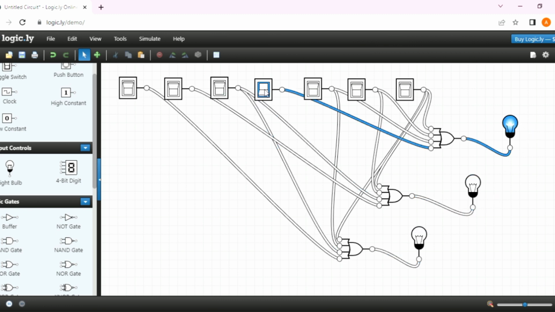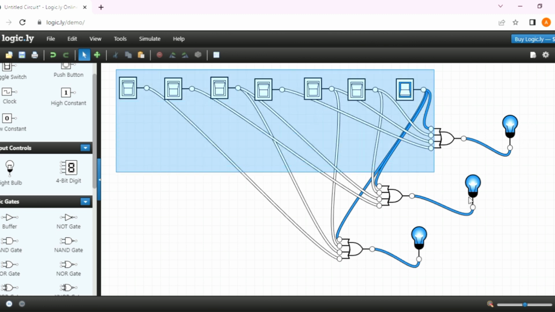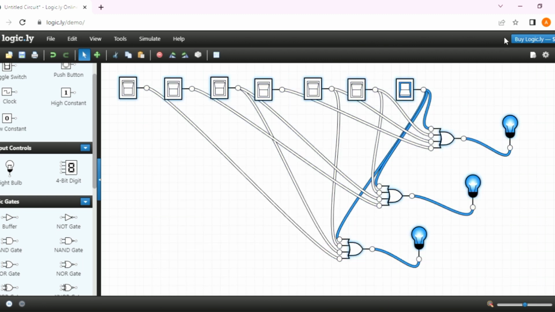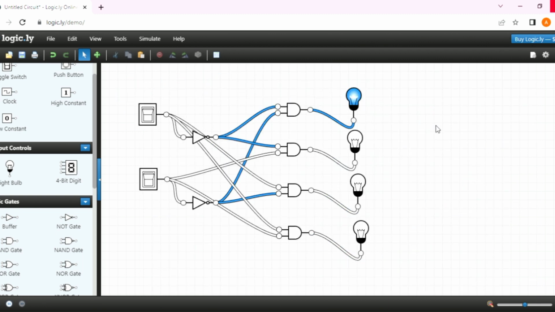When y4 is 1, it represents 1, 0, 0, which is 4. When y5 is 1, it represents 1, 0, 1, which is 5. When y6 is 1, it represents 1, 1, 0, which is 6. When y7 is 1, it represents 1, 1, 1, which is 7. So this is the circuit diagram of an encoder. Let's see the decoder. The decoder is the reverse process of the encoder.